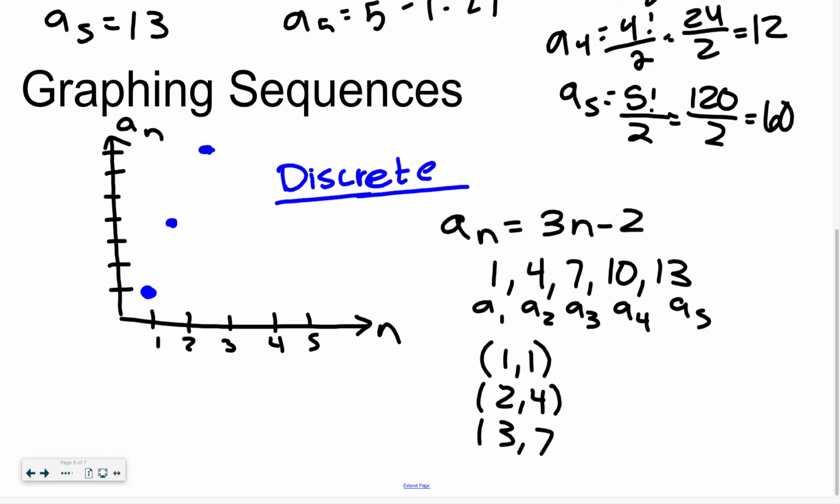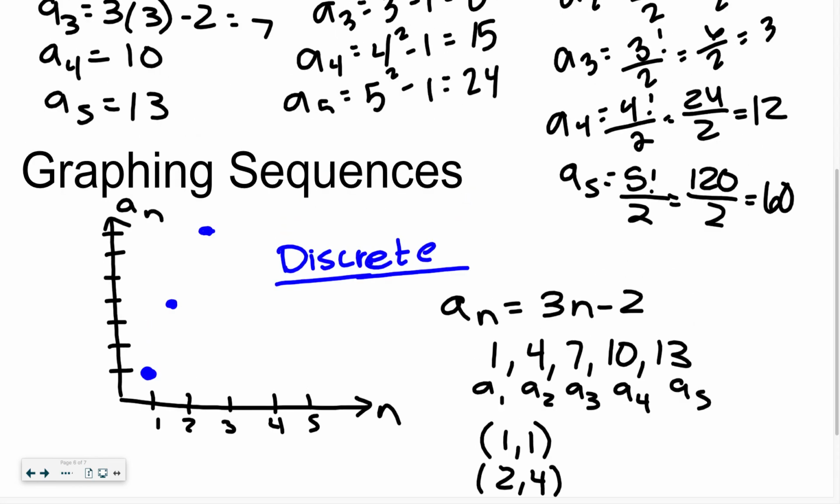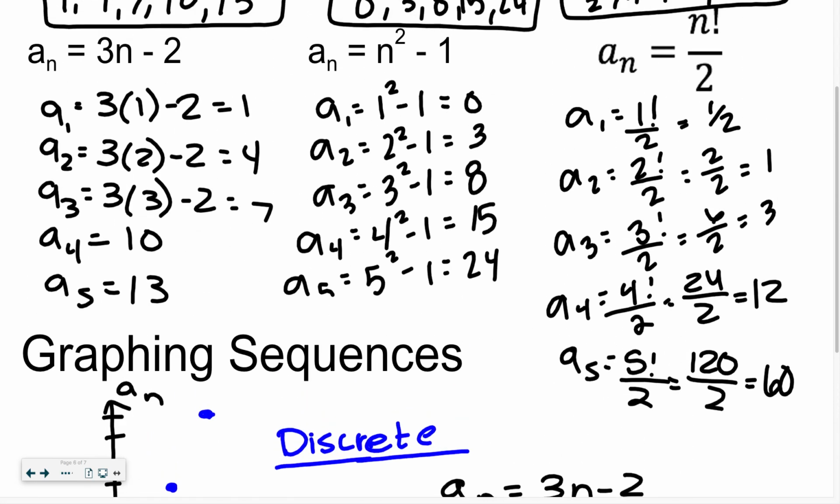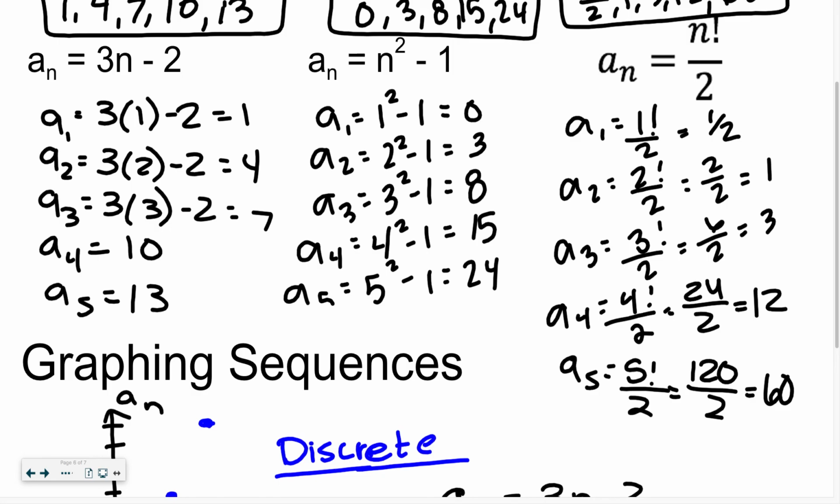Sometimes they might look like lines, and other times they won't. So if you were to graph our n squared minus 1 or our n factorial divided by 2, those are not going to look like regular straight lines.